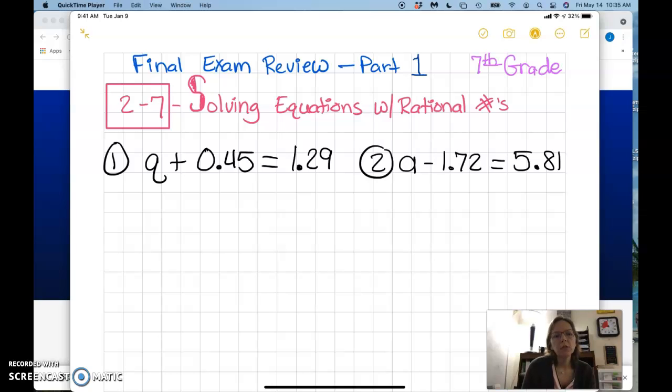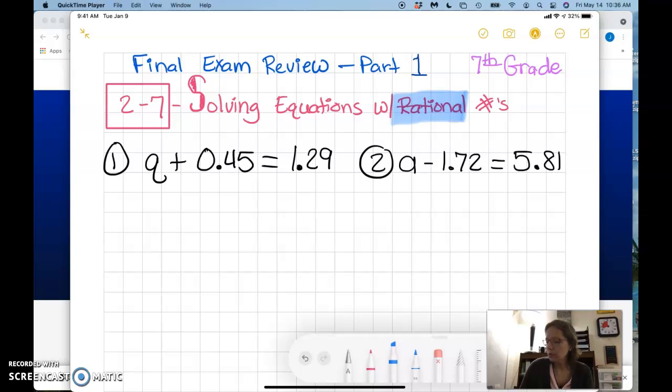And so the first section is solving equations with rational numbers. And rational numbers are just fractions. That's not what I wanted. Hold on. Fractions or decimals. Okay, that's what rational numbers mean. Fractions or decimals. So we are going to solve some equations with these rational numbers.